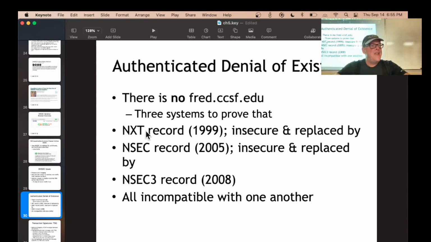So first they had a NXT record, which would list all the existing servers so you could tell it wasn't on the list. But then they said, wait, you shouldn't just tell everybody a list of all our servers. That's not right. So then they moved to NSEC, but there was still a way to determine it. So then they moved to NSEC3, and they're all incompatible with one another. So this is one of the many reasons why people hate DNSSEC. It is really confusing and complicated, and certain things that DNS can do are very hard to do securely.